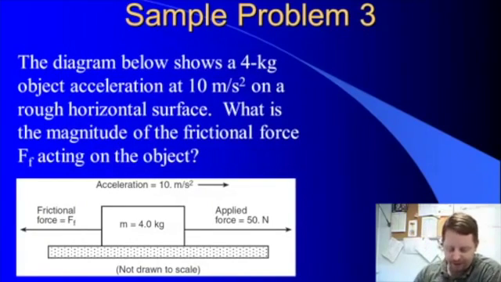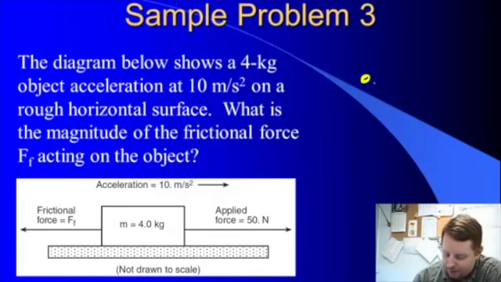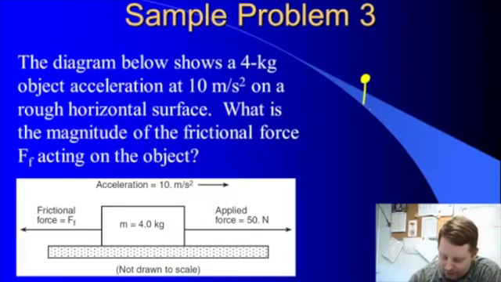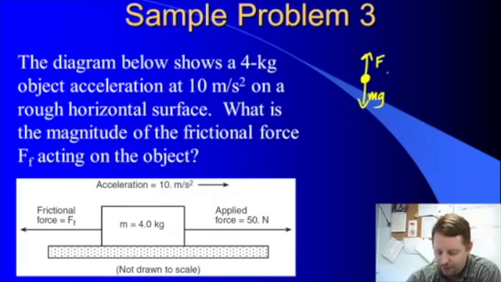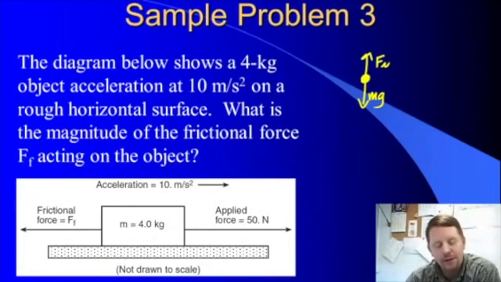So here we have a diagram showing a 4 kilogram object accelerating at 10 meters per second squared on a rough horizontal surface. Find the magnitude of the frictional force acting on the object. Well, a great place to start here is our free body diagram. So our free body diagram, we can draw a dot or a box to represent our object, and let's show all the forces acting on it. We have gravity pulling it down, mg. We have the normal force from the surface it's on, pushing it back up, and we know because it doesn't accelerate vertically, up or down spontaneously, that those must be equal.